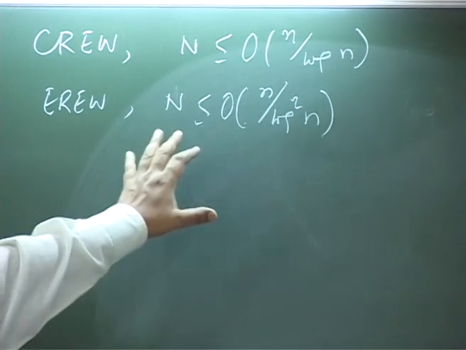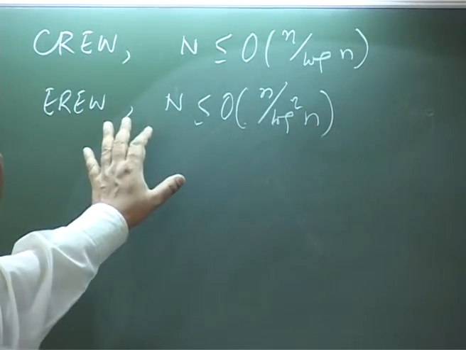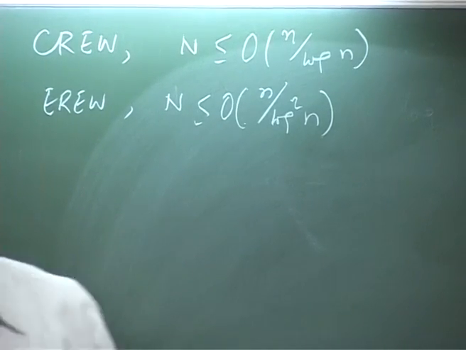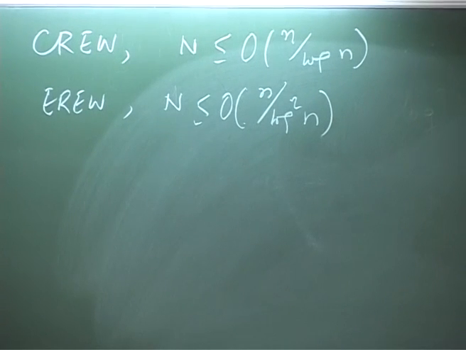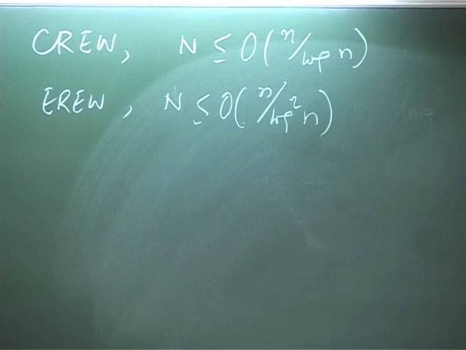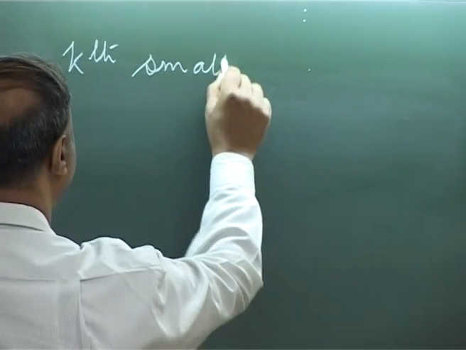So in order to see a better algorithm for the EREW model, we need to go back a little. That is, we are interested in finding the kth smallest element from a sequence of n elements, right? I think we have discussed this thing earlier also. Kth smallest element.